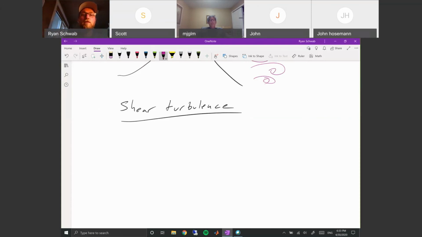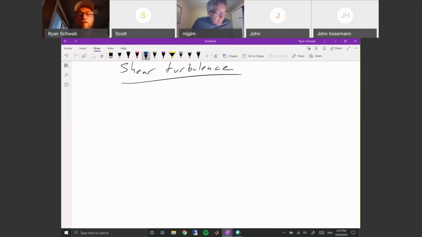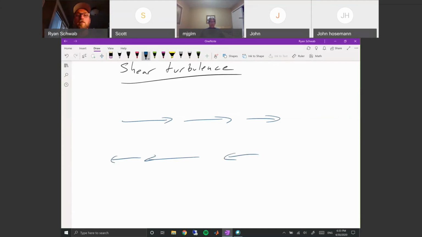And so shear turbulence is if we have airflow in one direction up high and airflow in another direction below that, or even just at a different speed below that. And in between there, you're going to see air wanting to move this way, and air wanting to move this way. And eventually these have to join back up. So here's some circulation starting. And this is where we're going to see some amount of turbulence in between.